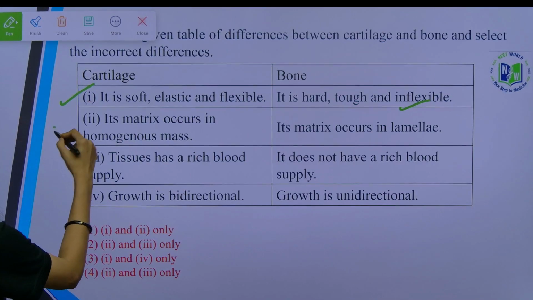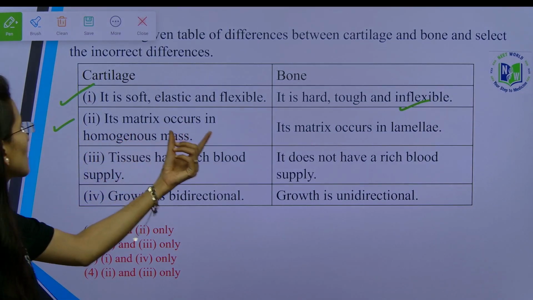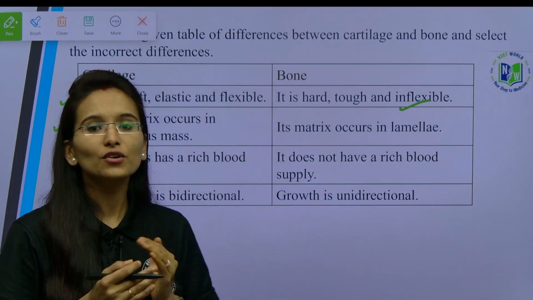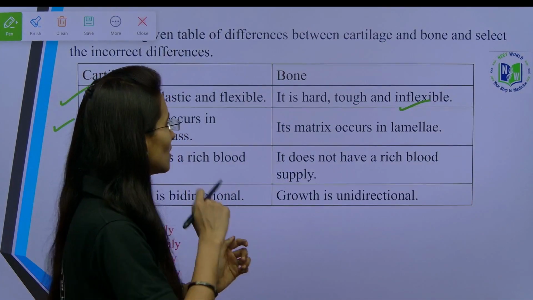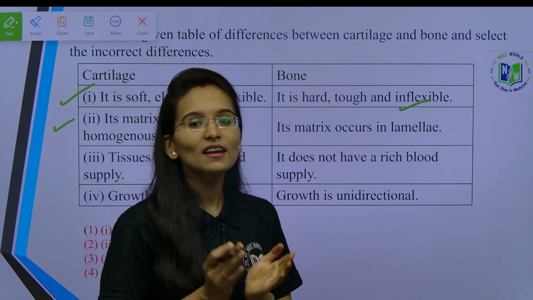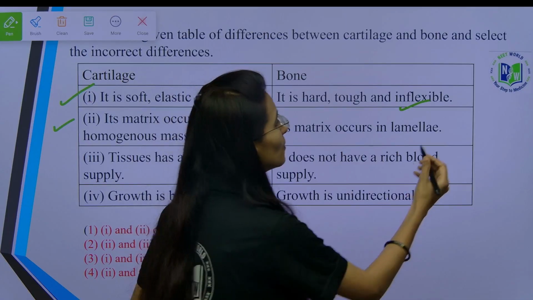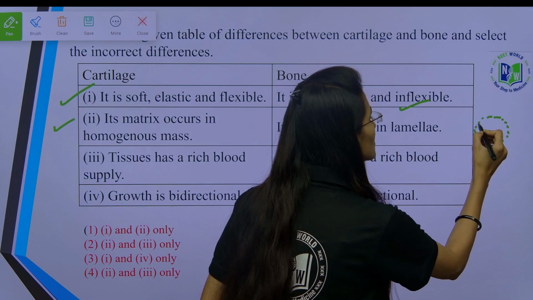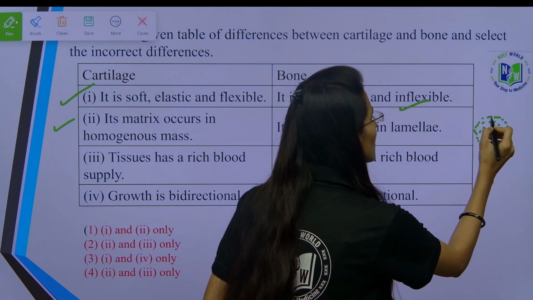And next, coming towards the second difference, its matrix occurs in a homogeneous mass. The matrix is homogeneous, it is uniformly composed in the cartilage. But when it comes to the bone, its matrix occurs in lamellae. Okay, what is this actually going to represent? The matrix of the bone is going to occur in concentric circular forms called the lamellae.